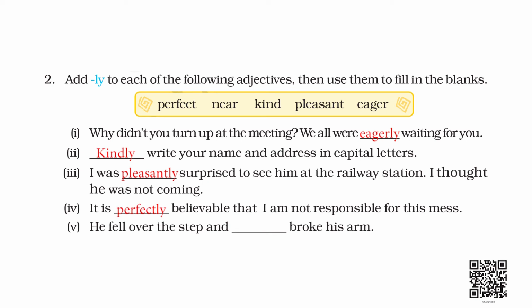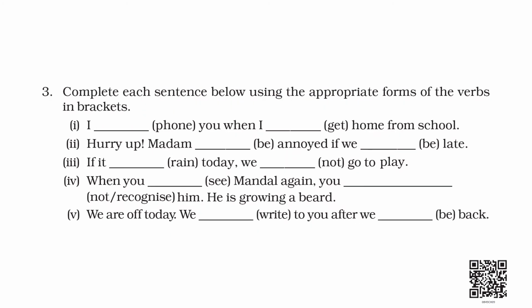True. Last one. He fell over the step and blank broke his arm. What would be the right word? Yes, nearly broke his arm. Right. Let us now go to the last question of working with language. You have to complete each sentence using the appropriate forms of the verbs in the bracket. Let us try the first one.